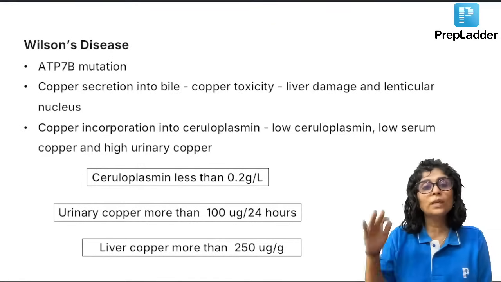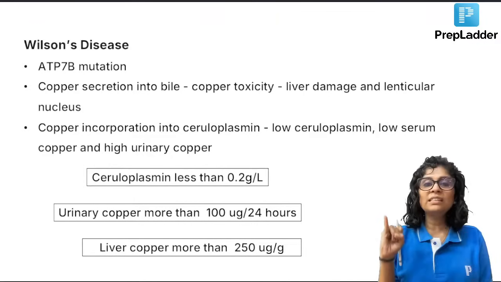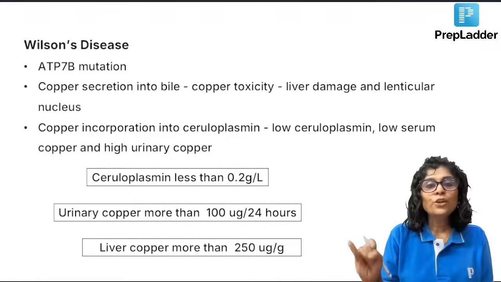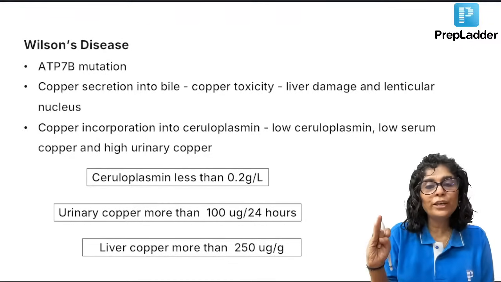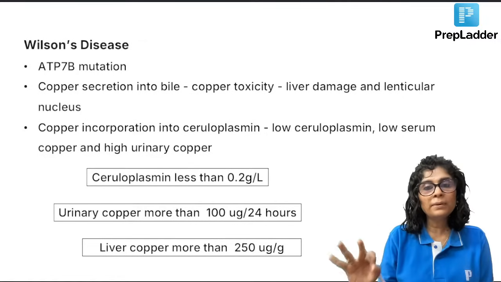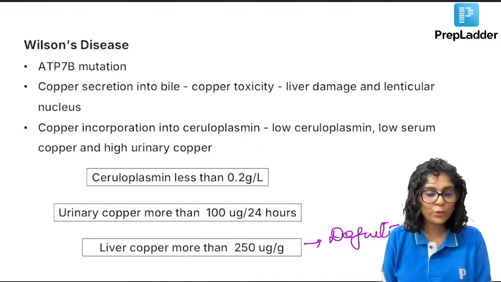I'm going to tell you only about the investigations of Wilson's disease. What did I tell you? The first one is serum ceruloplasmin level less than 0.2 gram per liter. Urinary copper more than 100 microgram per 24 hours. Liver copper more than 250 microgram per gram of tissue. And which is the definitive diagnosis? This is the definitive diagnosis. Are you clear?